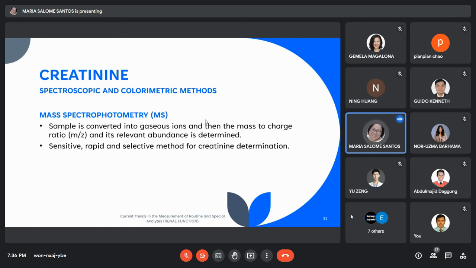Mass spectrophotometry is a method in which the sample is converted into gaseous ions and then the mass to charge ratio and its relevant abundance is determined. It is a sensitive, rapid, and selected method for creatinine determination.